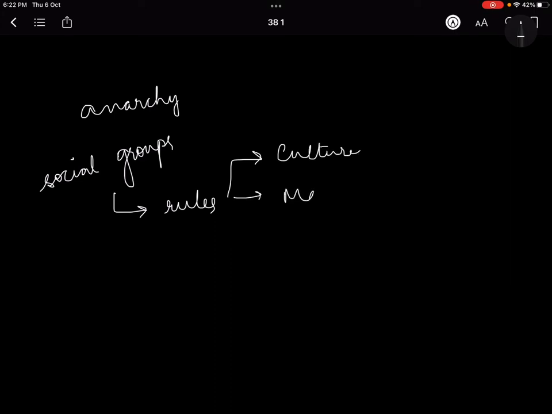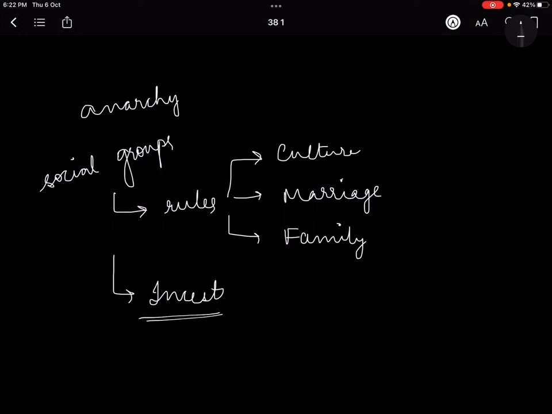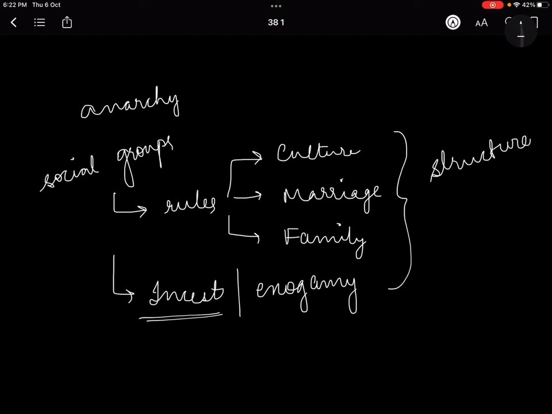marriage, family, right? So all these were rules. For example, incest: there was a negative prescription that incest is not going to happen. You cannot indulge in incest. Then there will maybe be exogamy for some groups, right? So these were all the rules that gave a structure to the overall society. This gave the structure to the overall society.